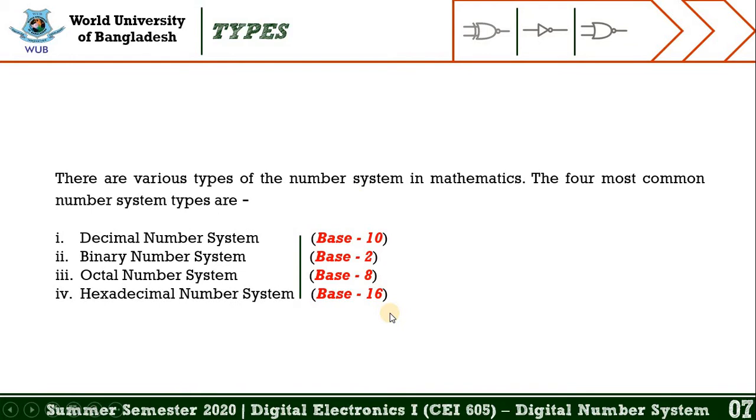From this slide, we may learn the types of number system. So let's start. There are various types of number system in mathematics. The four most common number system types are the decimal number system, which has a base of 10, the binary number system, which has a base of 2, the octal number system, which has a base of 8, and last one, the hexadecimal number system, which has a base of 16.